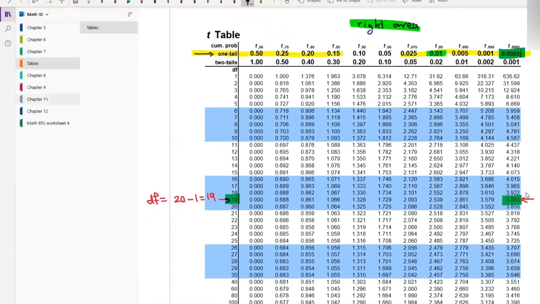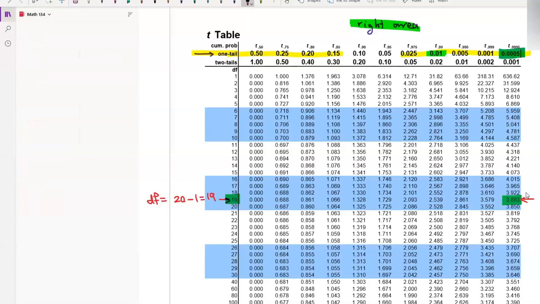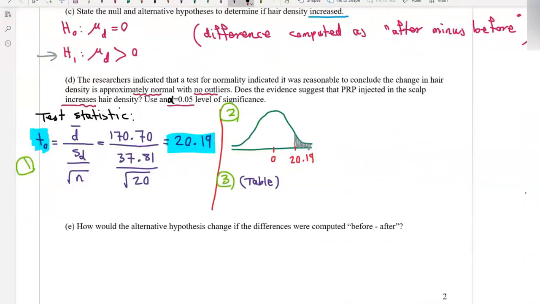Now let's go back there and use the TI-83/84. I'm just writing what we had for this part using the table. So from the T distribution, from this table, what I used was degree of freedom 19.